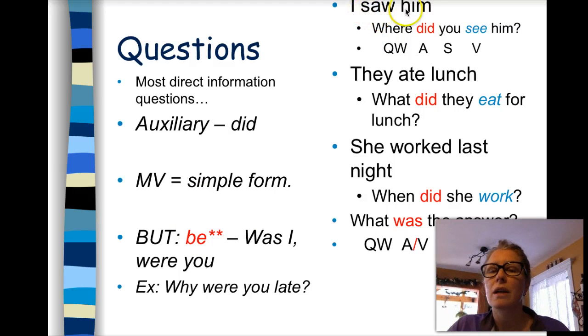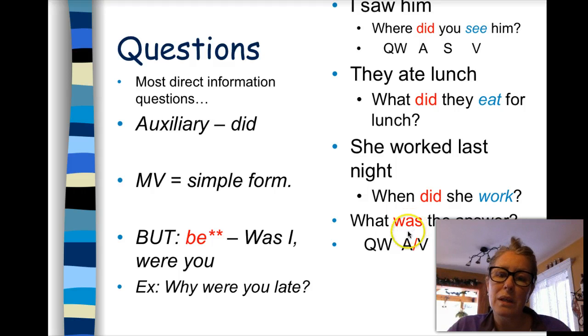So I saw him becomes where did you see him? Did shows that my sentence is in the past, but my verb comes back to the main form. They ate lunch. What did they eat for lunch? Again, did shows that my structure is in the past, but eat comes back to the base form. She worked last night. When did she work? This one is an exception because it's with the verb to be.